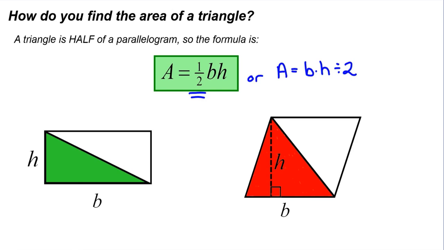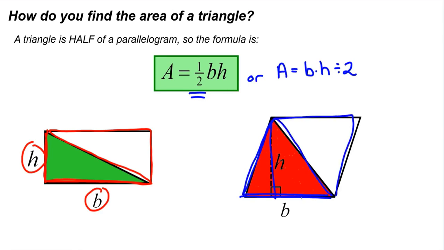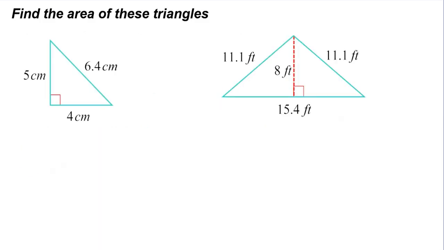So you can see here in our last video, we had this rectangle and the area was base times height. Now a triangle would be half of that. So we would take base times height and then cut that in half. And then the same thing here for this parallelogram. We would have base times height to find the area of this entire parallelogram. And then this triangle would be half of that. So we would take base times height and divide it by 2, or 1/2 of the base times height.